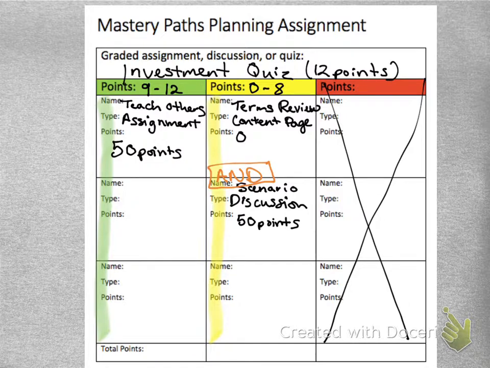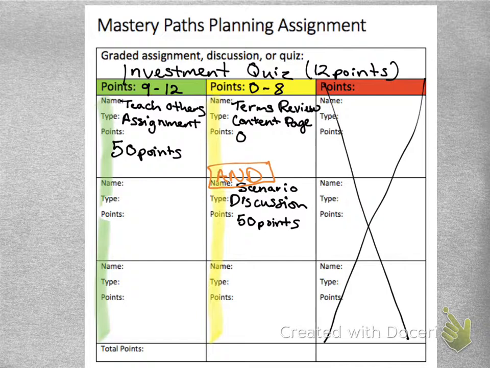Another alternative could be that for my students in this green group, I could have a second assignment instead of the Teach Others assignment, and I could let them choose between Teach Others or another option. And then I could do "or" here. So for mine, I'm going to leave it as "and", but know that you can have it so that students may choose an option.